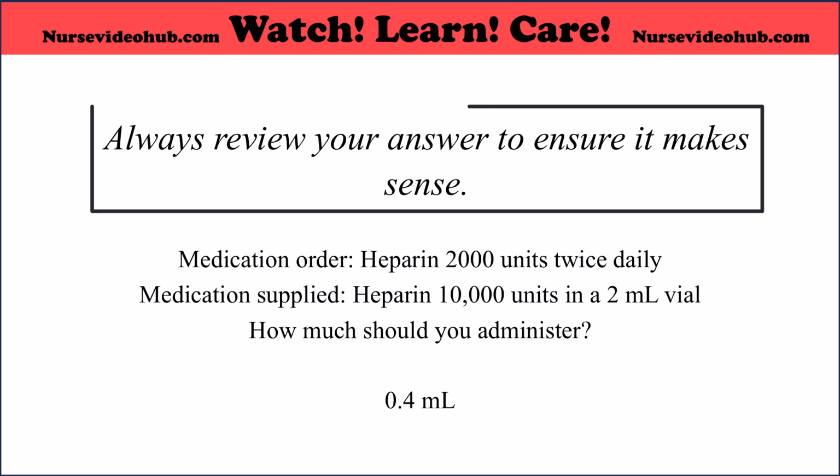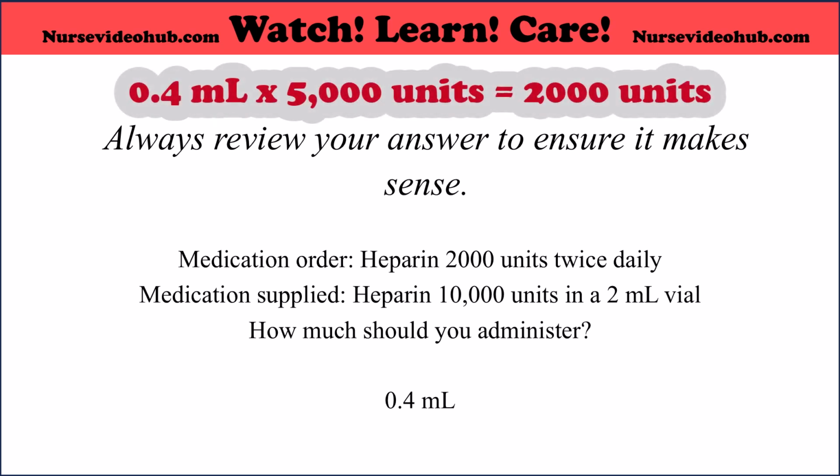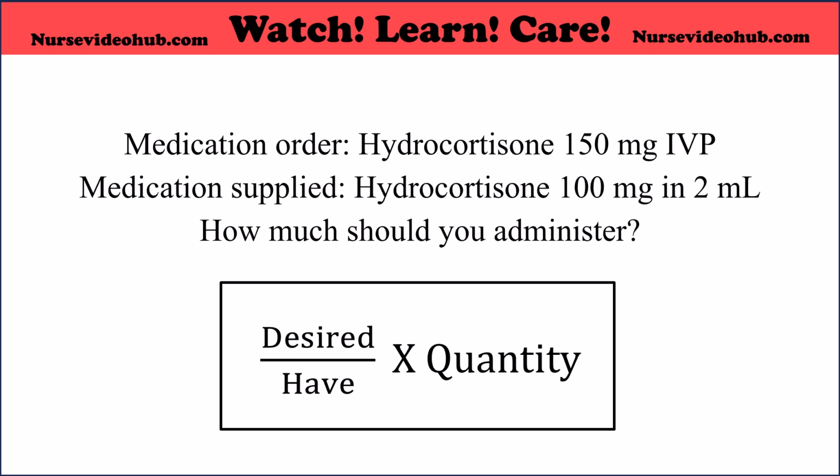Always review your answer to make sure it makes sense. The reverse method is to multiply 0.4 milliliters, the amount to be administered, by 5,000 units per milliliter, the concentration available. 10,000 units per 2 milliliters is the same as 5,000 units per 1 milliliter, which equals 2,000 units, the prescribed dosage. Now let's calculate another order.